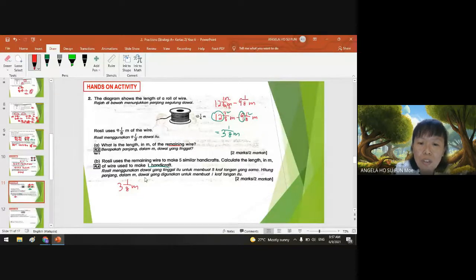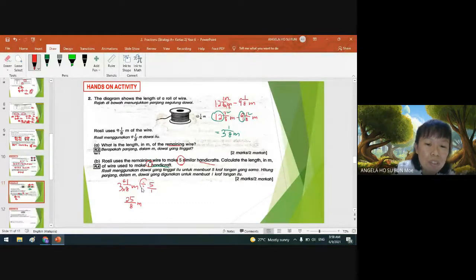She says she's going to make 5 similar handicrafts. So if I want to get 1, all I need to do is divide by 5. Right? 8 times 3, change to improper fractions first. Don't do anything first. First of all, you need to change to improper fraction. Times and plus, you get 8 times 3 is 24, plus 1 is 25/8. Okay? This 5, I put 1 under it, become 5/1.